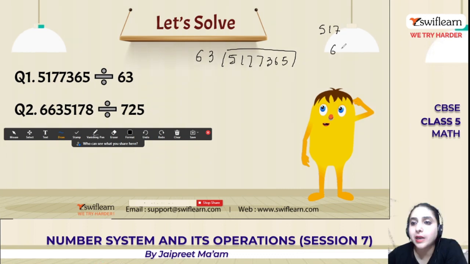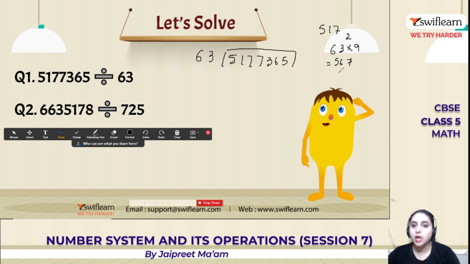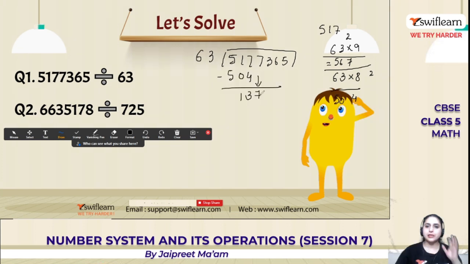So it will be a multiple of 9 or 8. Let's check it by 9. So 9 times 3 is 27, 2 will be carried forward. So it's 54 plus 2, 56. Now let's check by 8 because it's greater, we can't divide it. So let's multiply it by 8. 8 times 3 is 24, 2 will be carried forward. 8 times 6 is 48. 48 plus 2 is 50. So we'll get 504. Now we have to subtract. So 7 minus 4 is 3 and 1, and we have to bring this 7 down. So it's 137. Don't forget to write your quotient 8 over here.